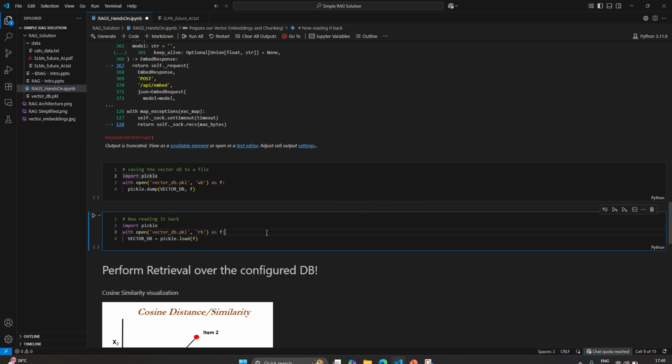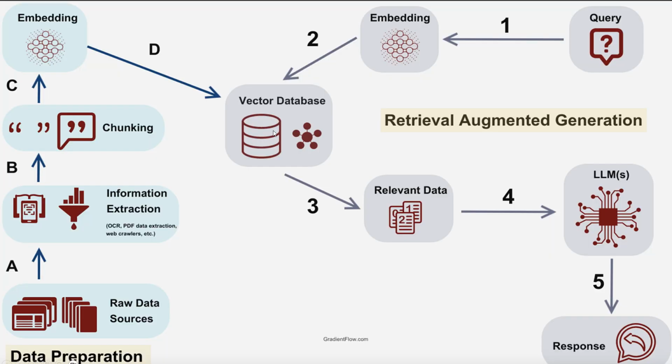I've already stored it. Now once my vectordb is set, I have reached the point where I have my data corpus set up. Now I'm going to set up my retrieval part. Retrieval is where I get an input query from the user, set an embedding over here, and perform the search.